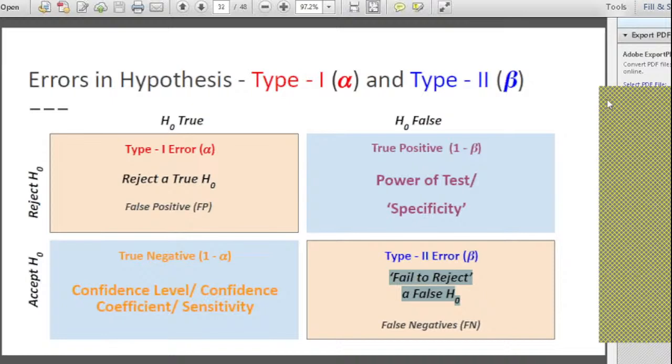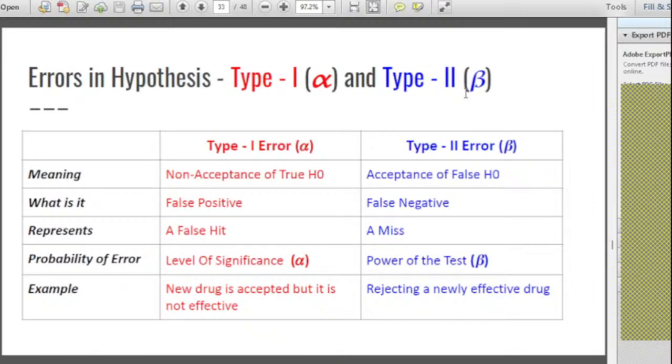On the flip side, the blue quadrants: true positives mean actually H0 was false, actual change occurred and we also rejected H0. So no error, right? True positives. True negatives: there was no change and my sample also indicated no change. Clear?